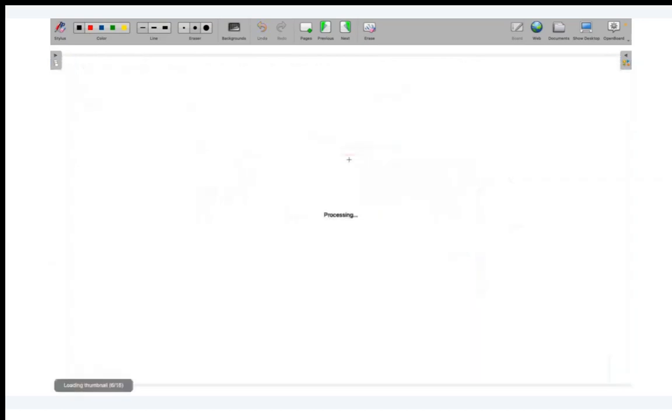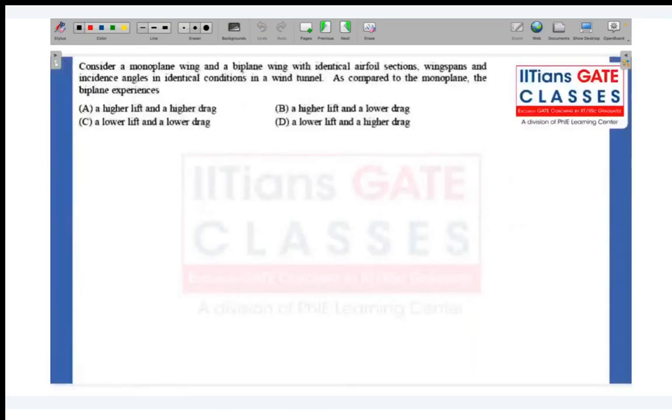Consider a monoplane wing and a biplane wing with identical airfoil sections, wingspans, and incidence angles in ideal conditions in a wind tunnel. As compared to the monoplane, the biplane experiences... So monoplane and biplane are nothing but: if you have a one-wing configuration, it's a monoplane, and a biplane basically has two wings stacked one above the other. And they're saying that they have identical airfoil sections, wingspans, and incidence angles in identical conditions in the tunnel. So everything is identical for these two.